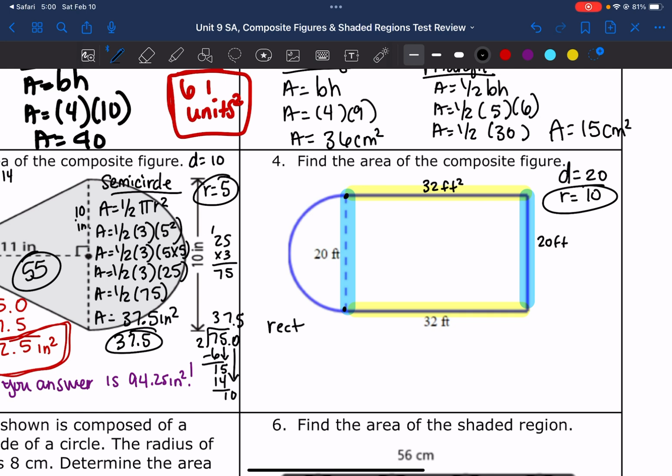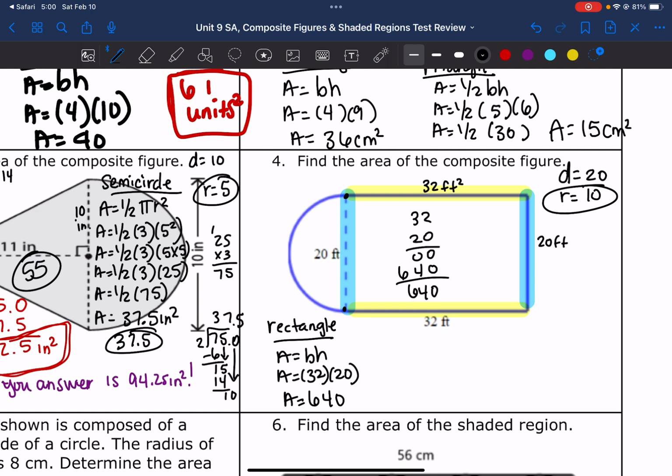So looking for the area of a rectangle, that is going to be area is equal to base times height. Base is 32 and height is 20. So 32 times 20, 0, 0, 0 again. 2 times 2 is 4. 2 times 3 is 6. That means it is going to be 640 for the rectangle alone, okay?